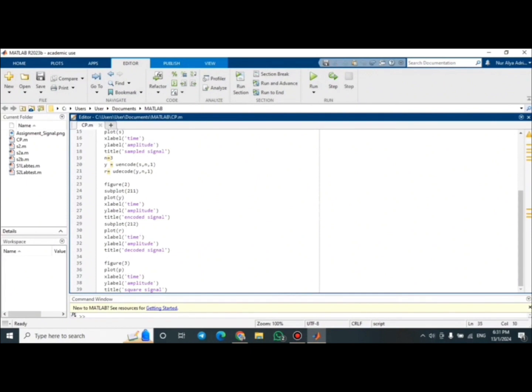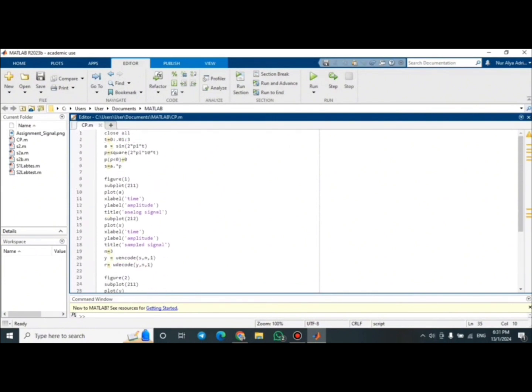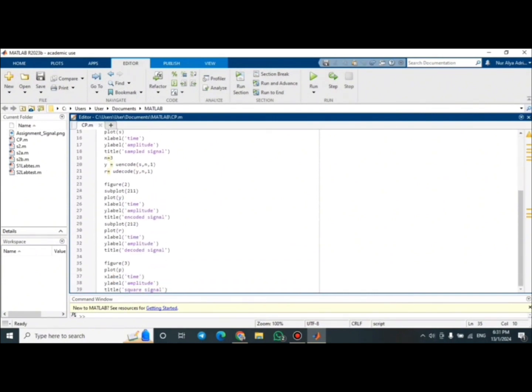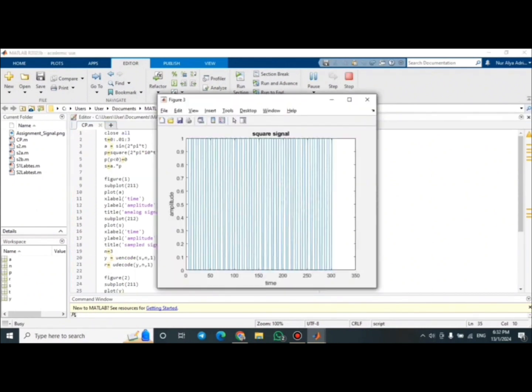And the next line is figure 3. It will plot P. P is equal to the square signal. The X and Y labels are still the same. In this code we demonstrate the process of encoding and decoding a signal using uniform quantization. The output will be shown like this.